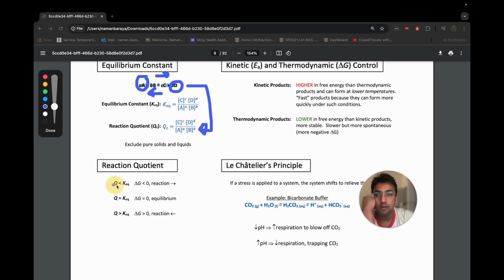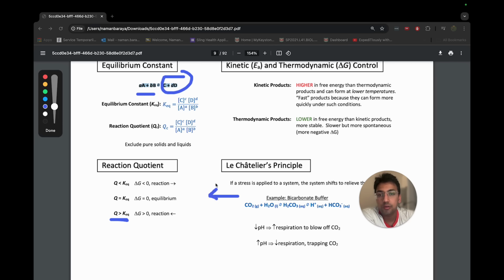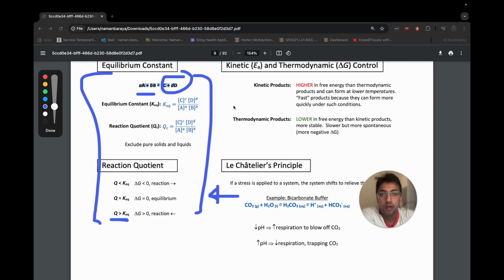If my Qc is smaller than the Keq, then this reaction is going to go this way. If my Keq is equal to Q, that means the reaction is in equilibrium. It means that delta G, the Gibbs free energy, is 0, and so the equation is not going to go one way or the other. It's just going to stay there. And if Q is greater than Keq, that means there's a lot more of this than there is of this, and so the equation is going to go this way. Again, just do a practice example of this and it'll make more sense.